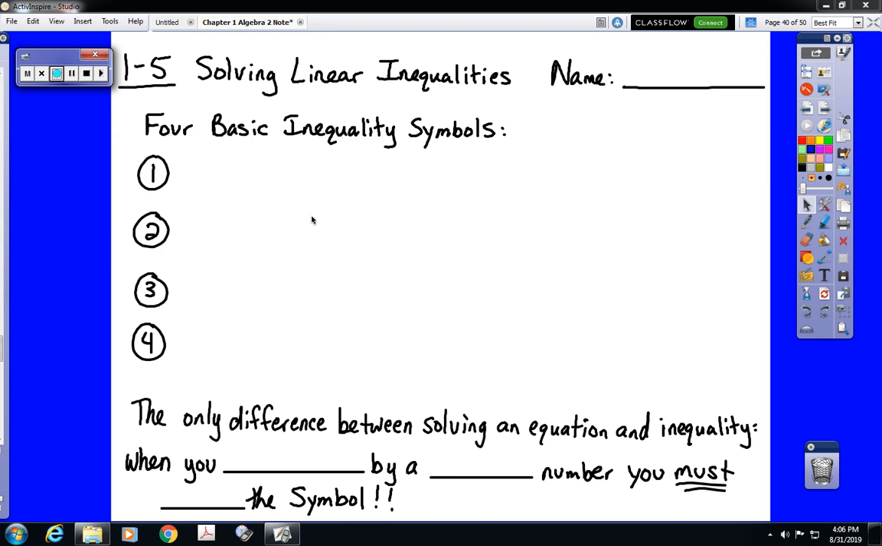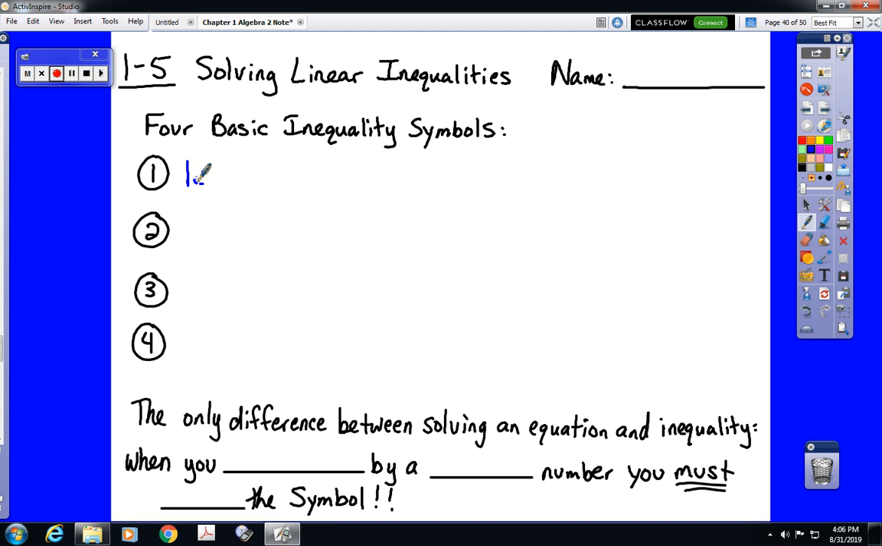Okay, ladies and gentlemen, welcome to the fifth section of Chapter 1, Solving Linear Inequalities. This should be a one video section as there's very little difference between solving an inequality and solving an equation. So just real quickly, let's go over our basic inequality symbols. There are four of them.